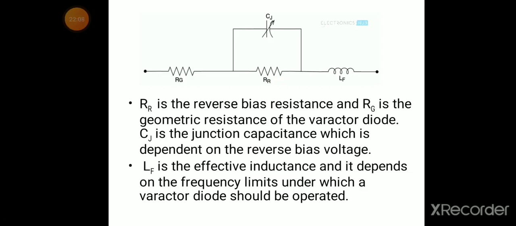RR is the reverse bias resistance and RG is the geometric resistance of the varactor diode. CJ is the junction capacitance, which is dependent on the reverse bias voltage. LF is the effective inductance and it depends on the frequency limits under which a varactor diode should be operated.